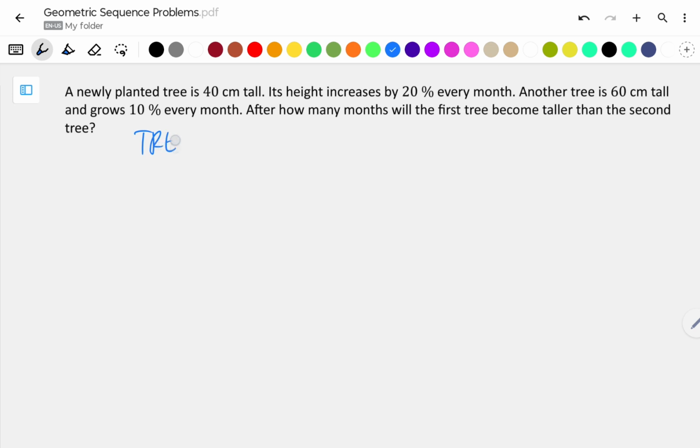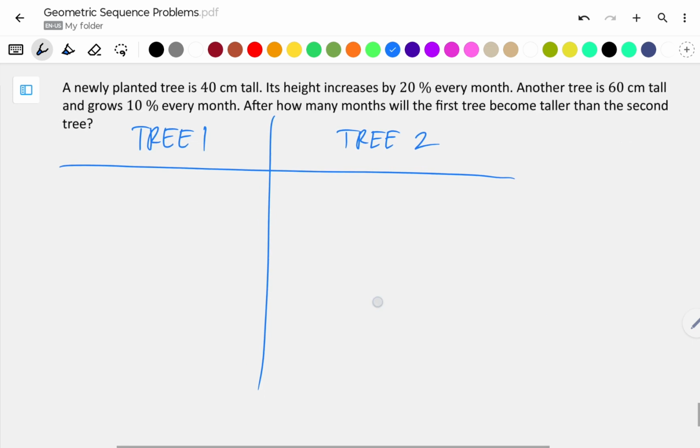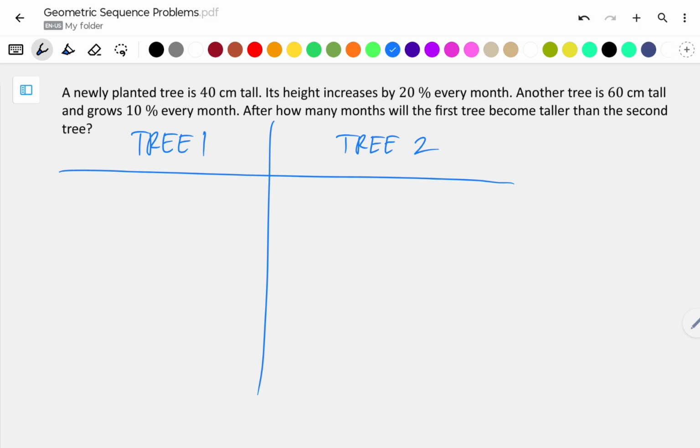So tree number one, let's compare. Tree number two. Okay, so for tree number one, let's say after every month. So A sub 0 is from the start. That's A sub 0. So that is 40 cm here, and here 60 cm.